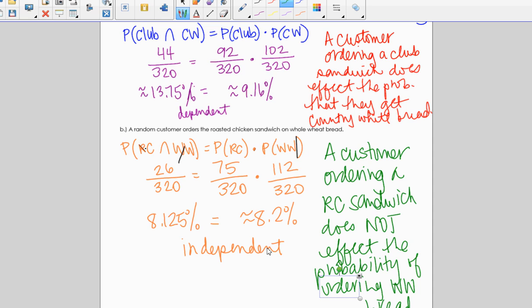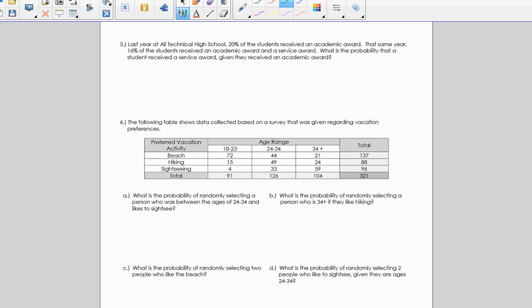Okay. On the final, we'll just ask for independent and dependent. So just have a pretty good understanding of what that means. All right. On the last page, we're going to talk about one more word problem, and then I'm going to go through just some general probability questions to make sure we get everything covered.